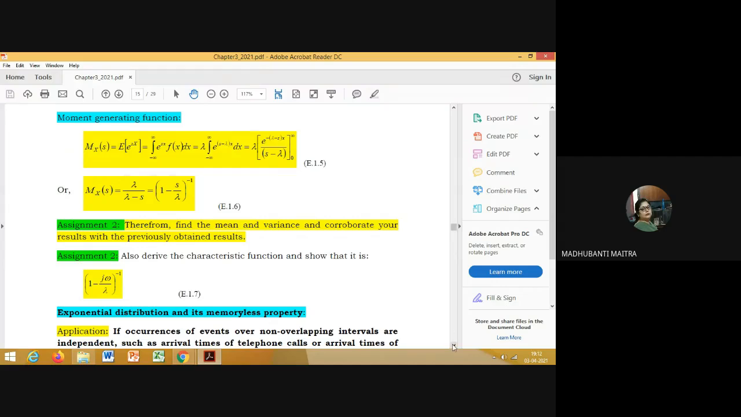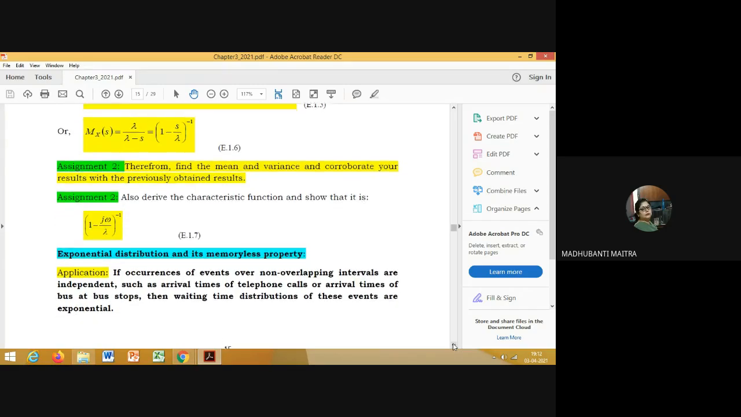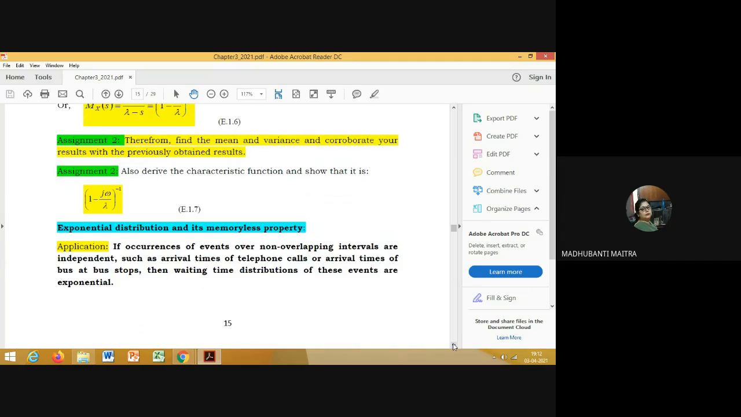So from this also we can write down that just replacing this s by j omega, we can find out the characteristic function, and with the help of this characteristic function as well, we can find out the mean and the variance of this exponentially distributed random variable. Now exponential distribution has got a memoryless property. So what is actually this memoryless property?